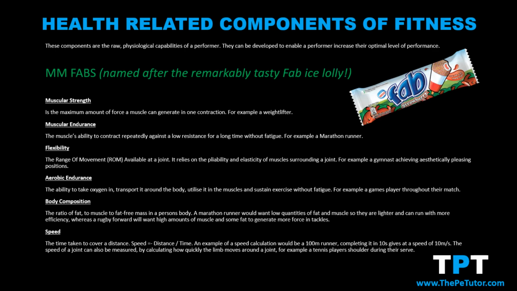We'll start by taking a look at the health-related components of fitness. To help us remember health-related components, there is an acronym, and the acronym is FABS. So FAB being the tasty ice lolly. If we remember it as FABS, then we have FABS, with each letter standing for a component. So firstly, the two M's, muscular strength and muscular endurance.